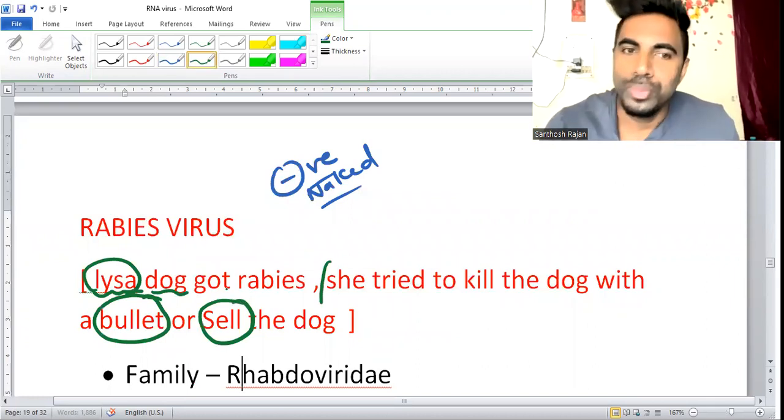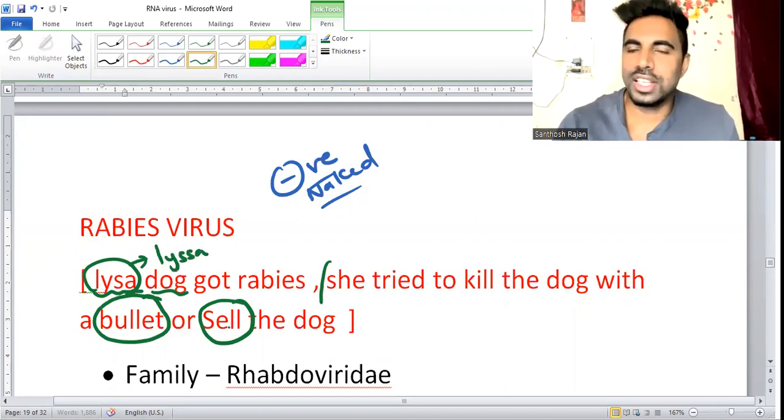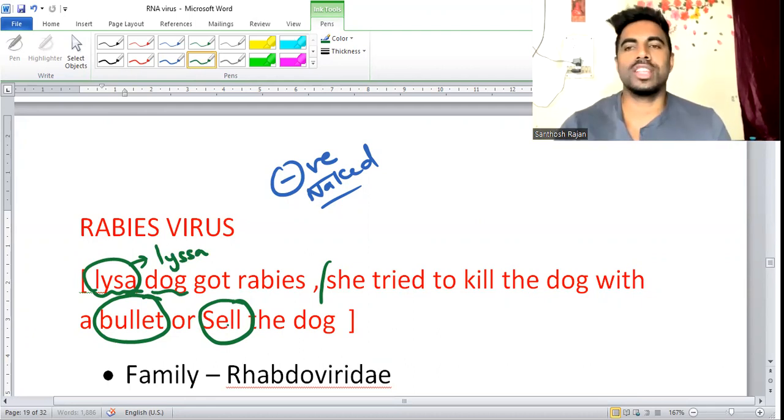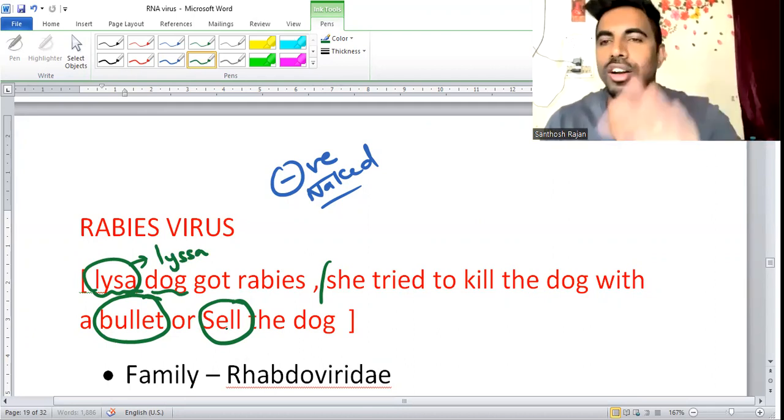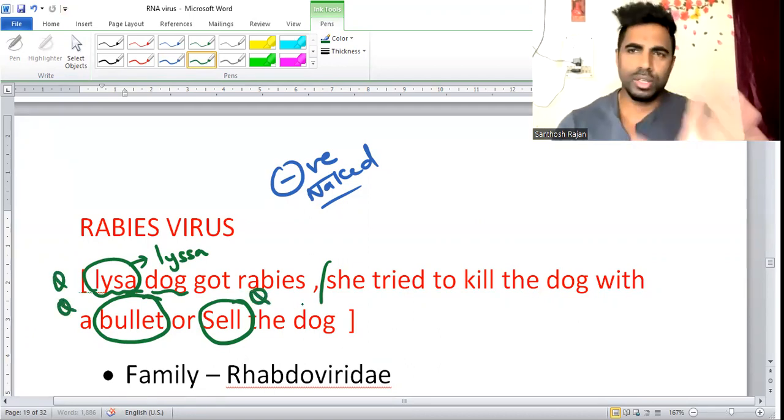Can you get a clue why it's Lisa? Because it belongs to which subfamily? That is the Lyssavirus. Then why a bullet? The shape is bullet shaped. And the special stain for staining which bodies? Negri bodies. It's called Seller's stain. So all the important questions are covered here. You got all the answers to three important questions. Rabies, you can expect a question very easily.